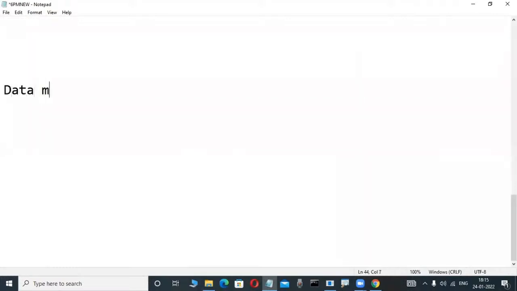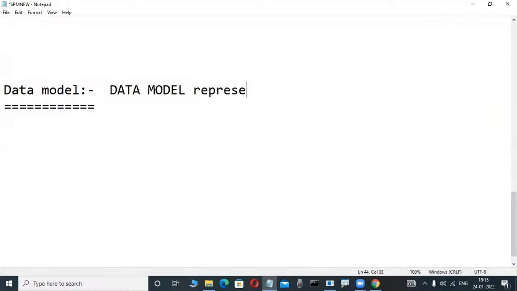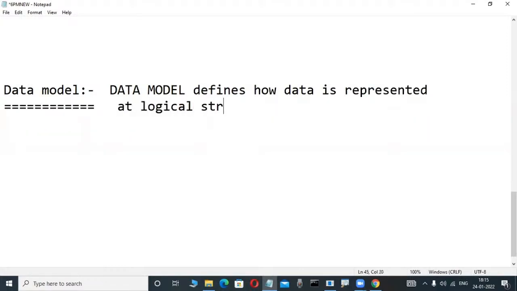Any computer students here? They are well-known persons. Don't write anything, these are demos. Data model represents how data is represented. A data model defines how data is represented at the logical structure of the database. How easy is that definition? Observe: logical structure of the database.